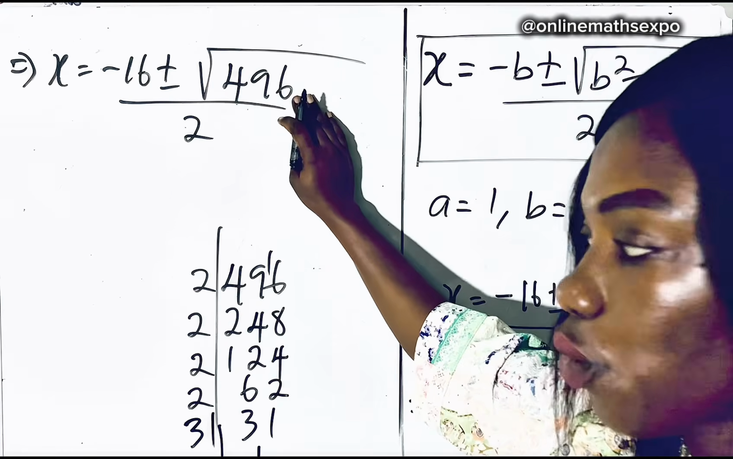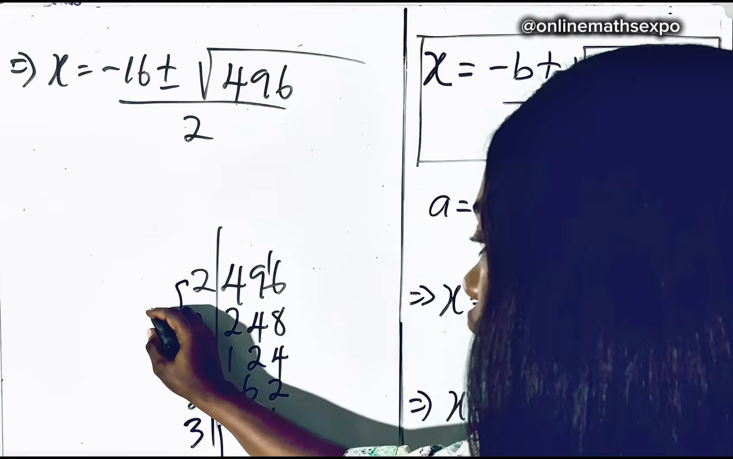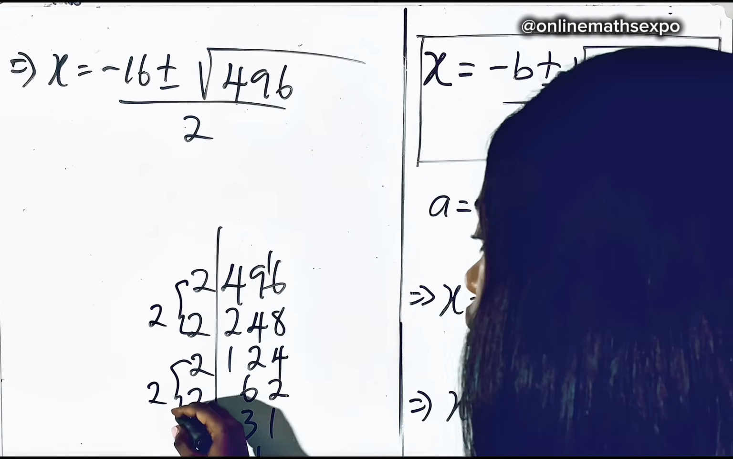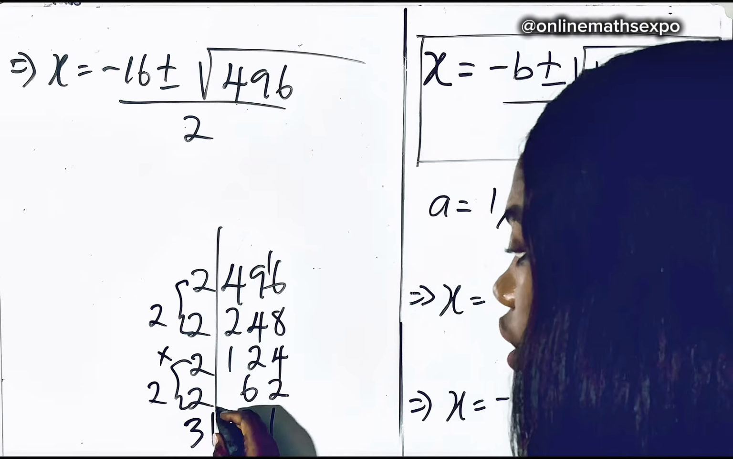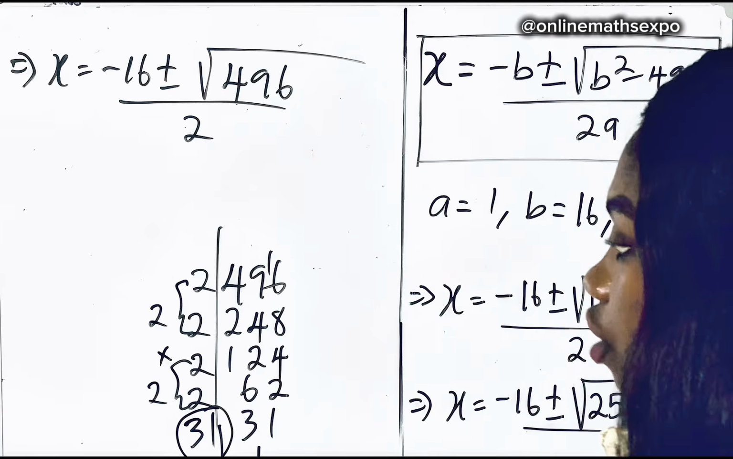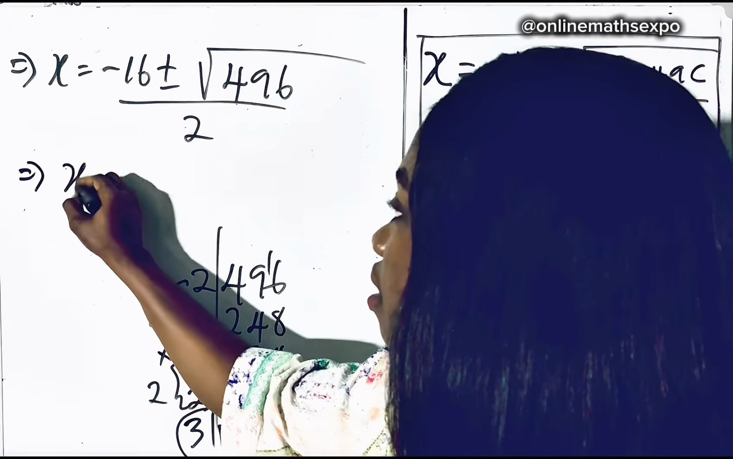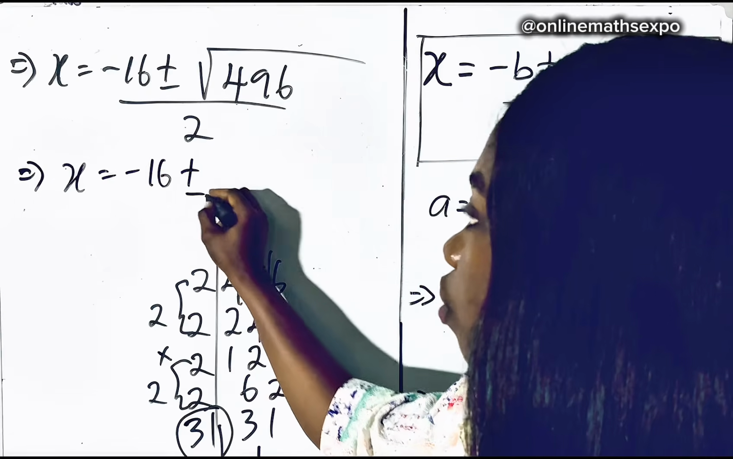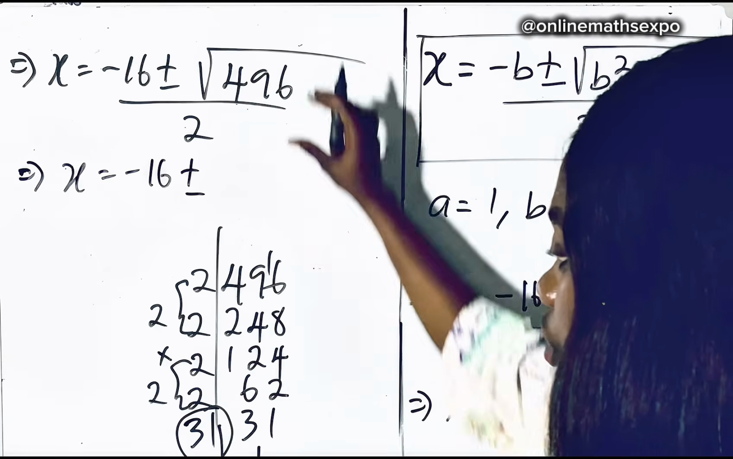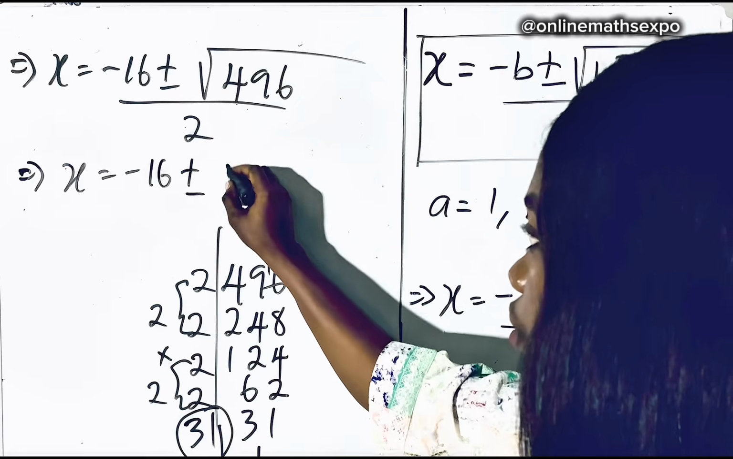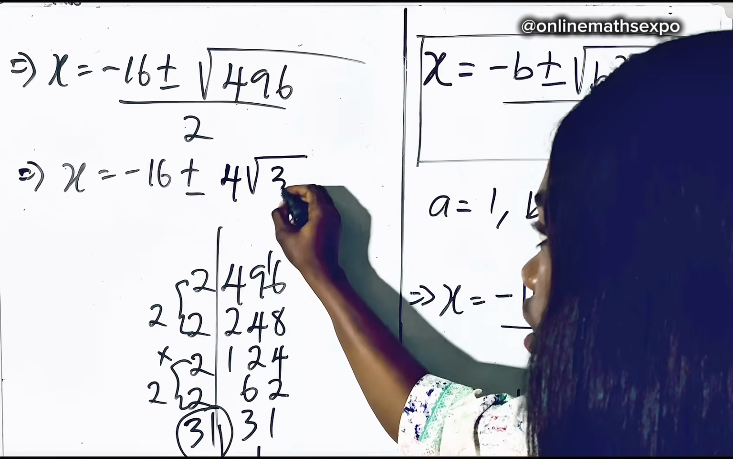We want to find the square root. So let's group, let's pair. Take 1. Take 1. Let's multiply these ones. This one cannot be paired. So in that case, you have 2 times 2 gives you 4. So quickly we have x is equal to negative 16 plus or minus the square root of this, which gives us 2 times 2, 4 root 31.